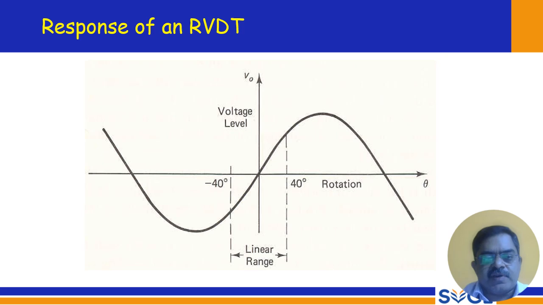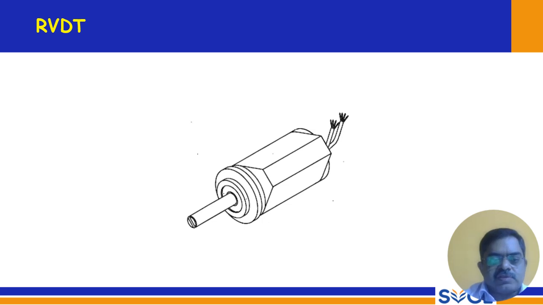This is the response of an RVDT, the curve up to 40 degrees. Up to 60, we can say it is linear, and when it goes beyond that, it becomes highly non-linear. So this is a simple type of RVDT. It is enclosed within a casing, and it is similar to LVDT, only the operation changes.